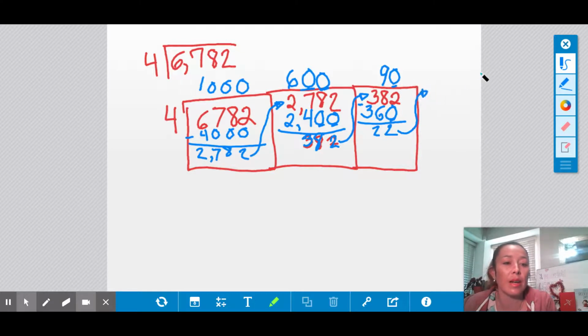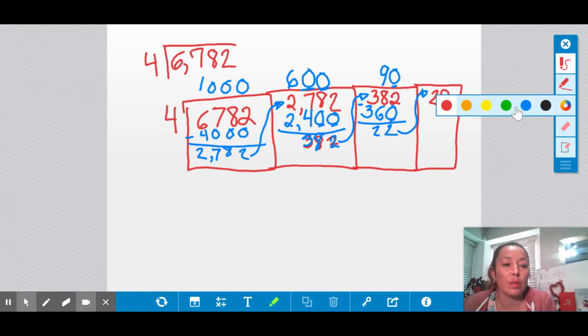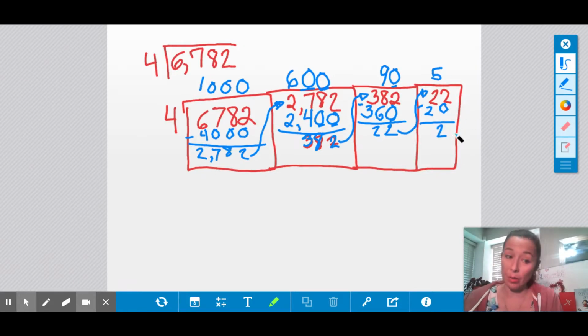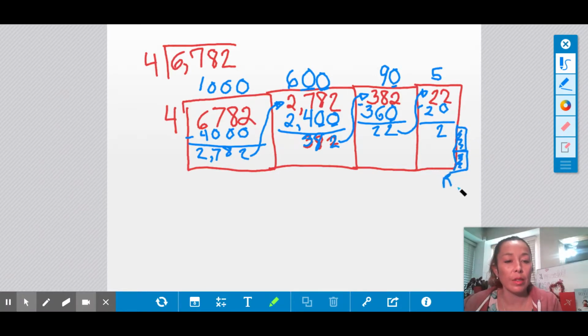We're almost home. This is where it gets easy. All right, so we've got 22 left. I'm going to use 4 times 5. 4 times 5 is 20. All right, let's see what's left. I only have 2 left. Can't make a 2 with whole numbers. You can with fractions, but that's a whole other story. So I have 2 left, which means that's my remainder. Remainder 2. I label it just for fun.